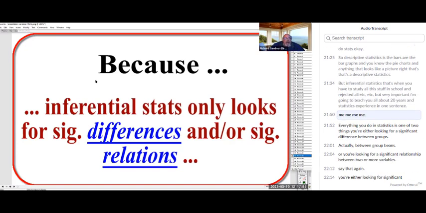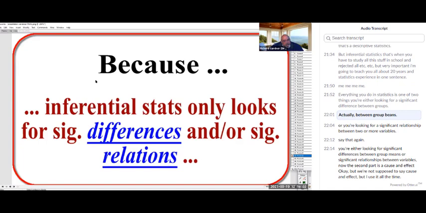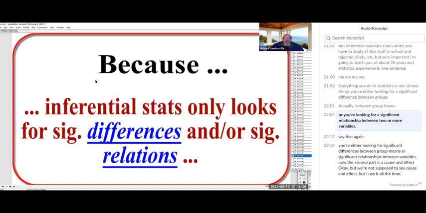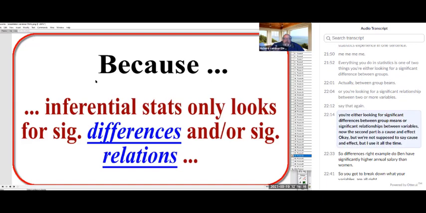Everything you do in statistics is one of two things. You're either looking for a significant difference between groups, actually between group means, or you're looking for a significant relationship between two or more variables. Say that again. You're either looking for significant differences between group means or significant relationships between variables. Now, the second part is a cause and effect, okay? But we're not supposed to say cause and effect, but I use it all the time.